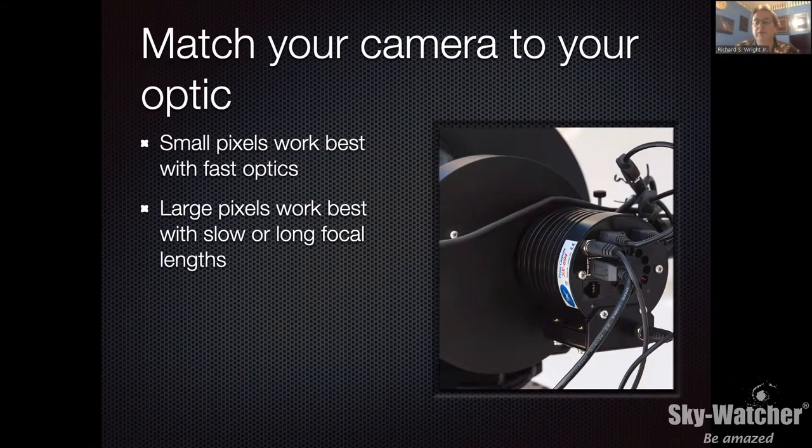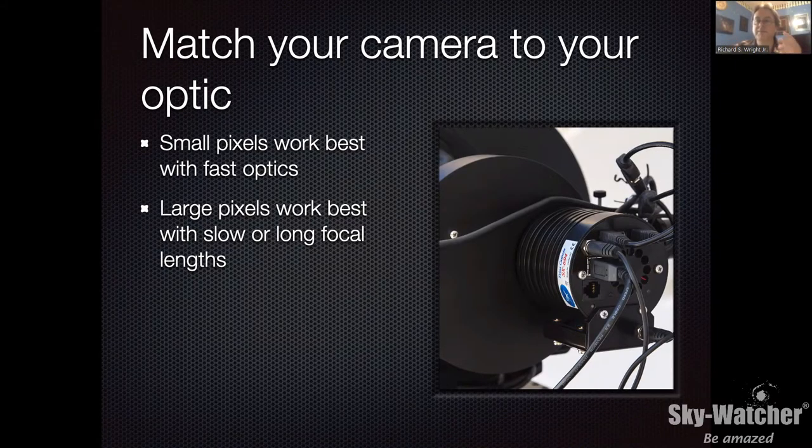Small pixels work really great with fast optics. Large pixels work really great with slow optics or long focal lengths. So if you want to shoot at that native 3950 on your C14, you need to have some big pixels on that camera. Don't put your 4.6 or 2.7 micron camera on there, unless you're doing lucky imaging, because in lucky imaging, you're taking thousands of photos very fast. For a moment or two, the seeing is going to be very stable, and you're going to get some frames where you get usable data. But for deep sky stuff, whatever you're shooting is not going to hold still long enough for you to get a good image.